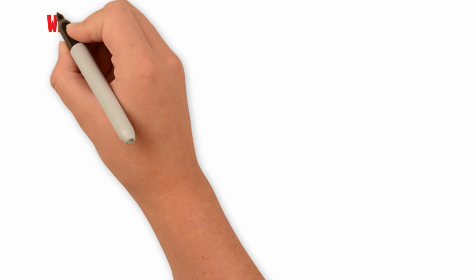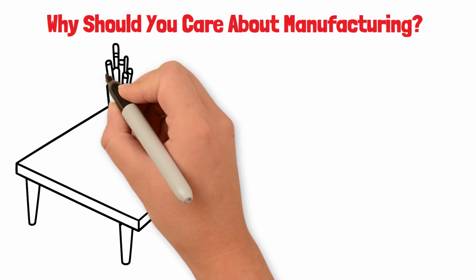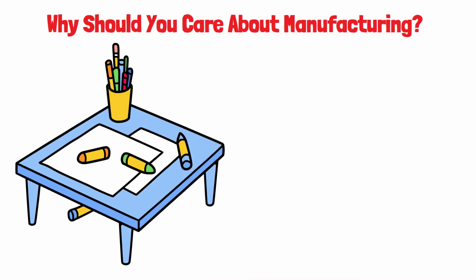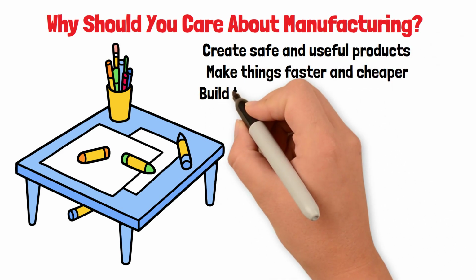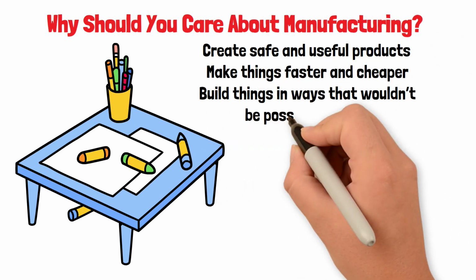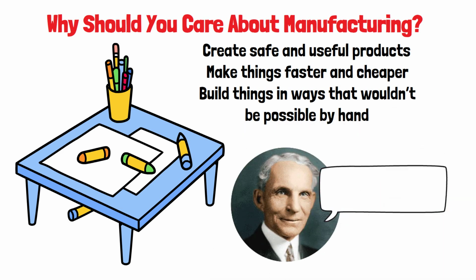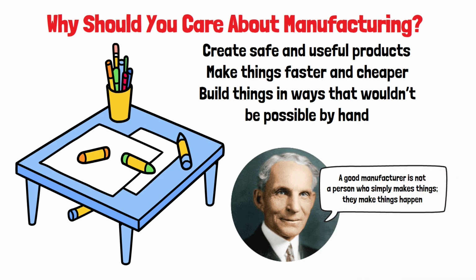Why should you care about manufacturing? Manufacturing processes are everywhere and important for making things that we need and love. They allow us to create safe and useful products, make things faster and cheaper, and build things in ways that wouldn't be possible by hand. In fact, Henry Ford, the famous inventor, said, "A good manufacturer is not a person who simply makes things. They make things happen." Without these processes, the cool gadgets, awesome toys, and fast cars we enjoy wouldn't exist.